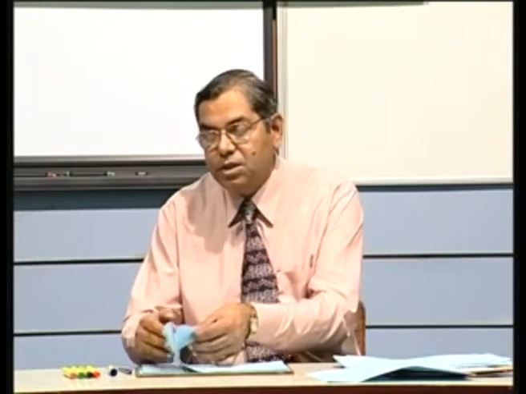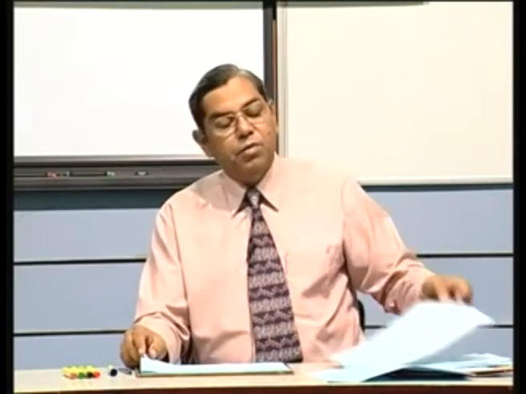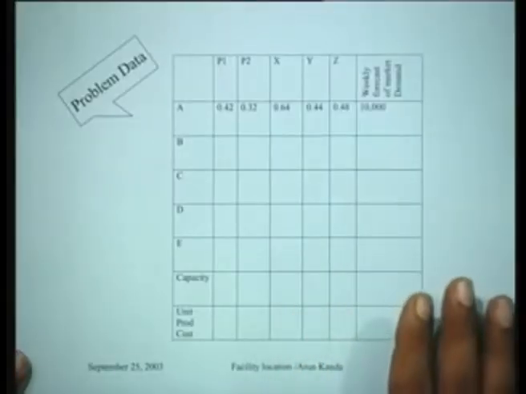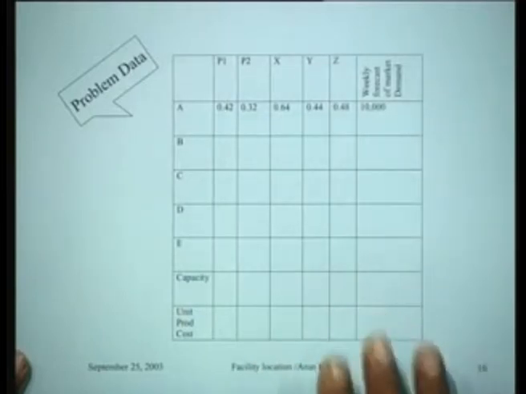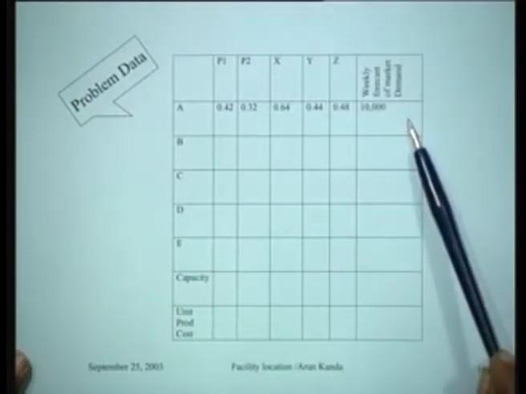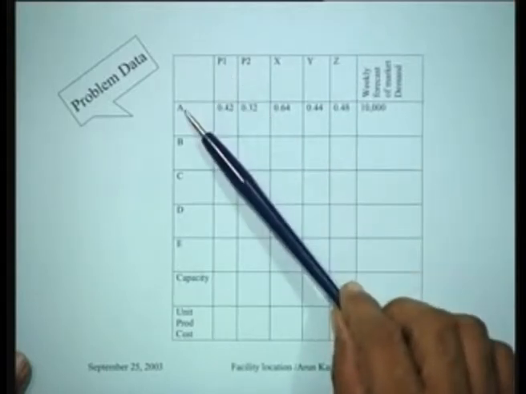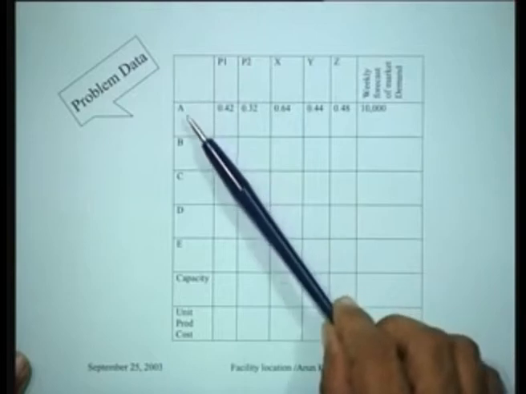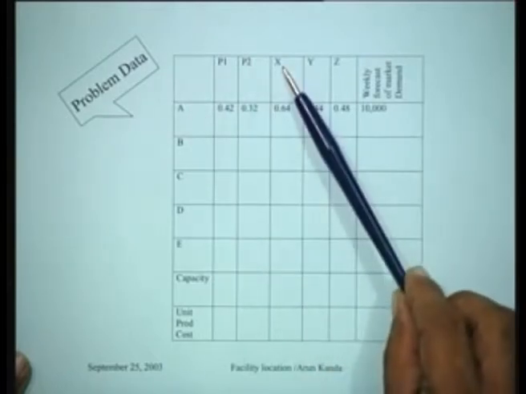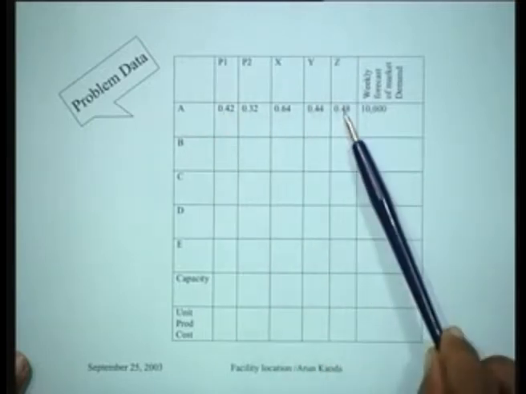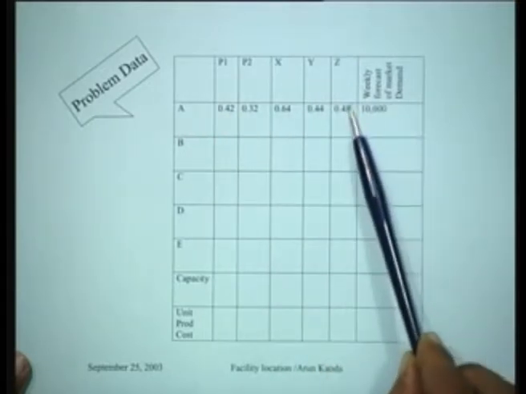And when we consider this decision, we would need data. Rather than cluttering the entire table with all the data, I would just like you to appreciate the kind of data that is required. For instance, it is known that the cost of transportation from plant 1 to A, from P2 to A, and from the 3 potential sites X, Y and Z to A are estimated here, and the weekly forecast of demand is given.